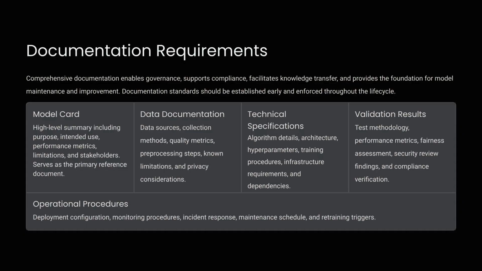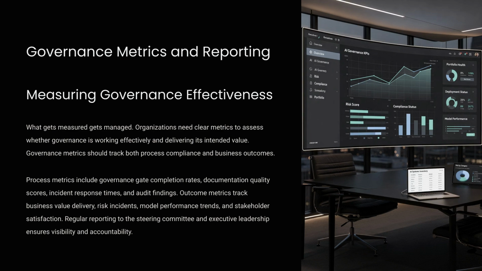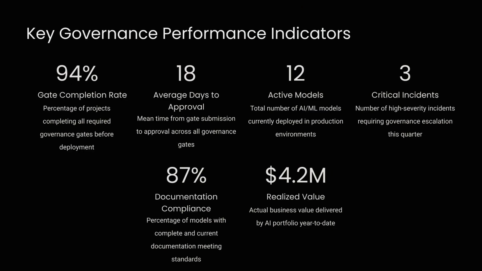Comprehensive documentation is essential for governance and compliance. Key documents include the model card, data documentation, technical specifications, validation results, and operational procedures. Measuring governance effectiveness requires clear metrics. These include process metrics like documentation quality and audit findings, and outcome metrics such as business value delivery and risk incidents. Key governance performance indicators provide measurable insight. Examples include the gate completion rate, average days to approval, active models in production, and realized value delivered.